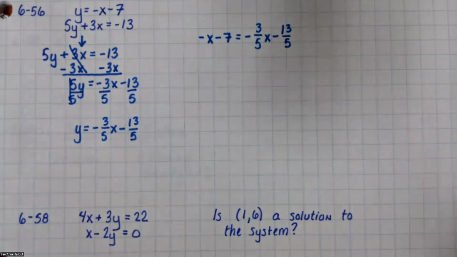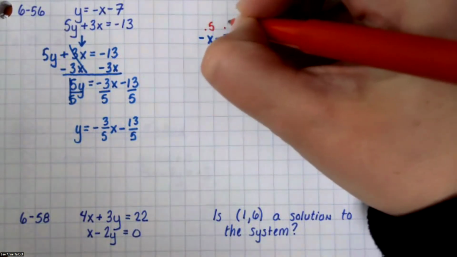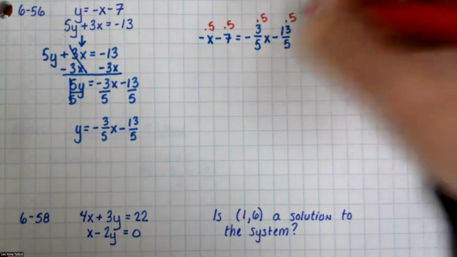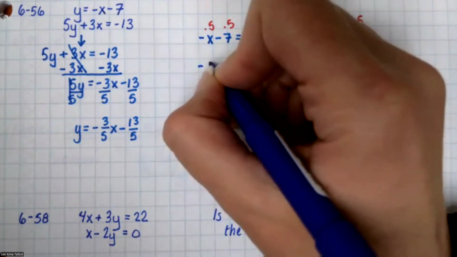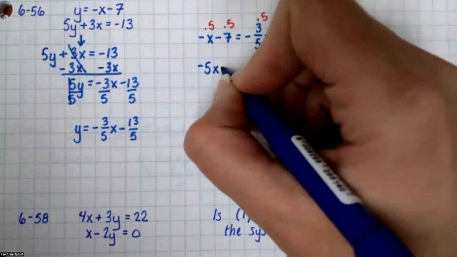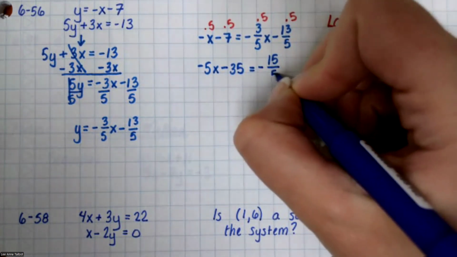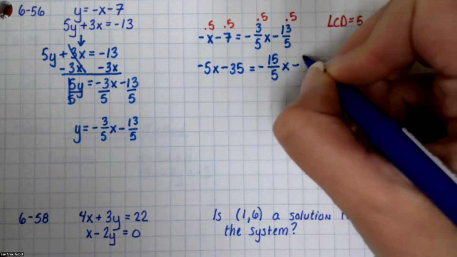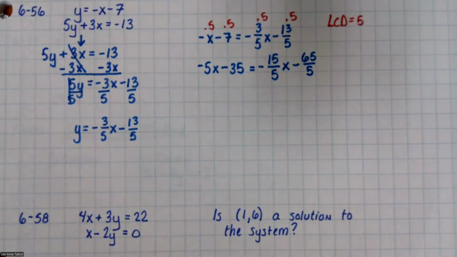What is the least common denominator? 5. Great. So times 5, times 5, times 5. Okay, if I did this right, they should come out evenly now.